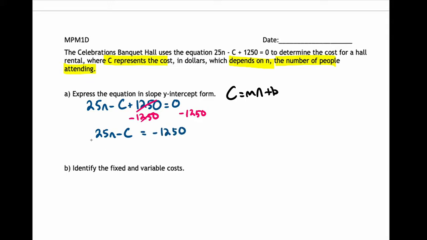Here, let's move the n term to the other side. So if I have plus 25n, I want minus 25n from one side, minus 25n from the other side. One side is going to cancel out, and I'm left with negative c equals negative 25n minus 1250. It's going to bring it up here. Let me just rewrite it.